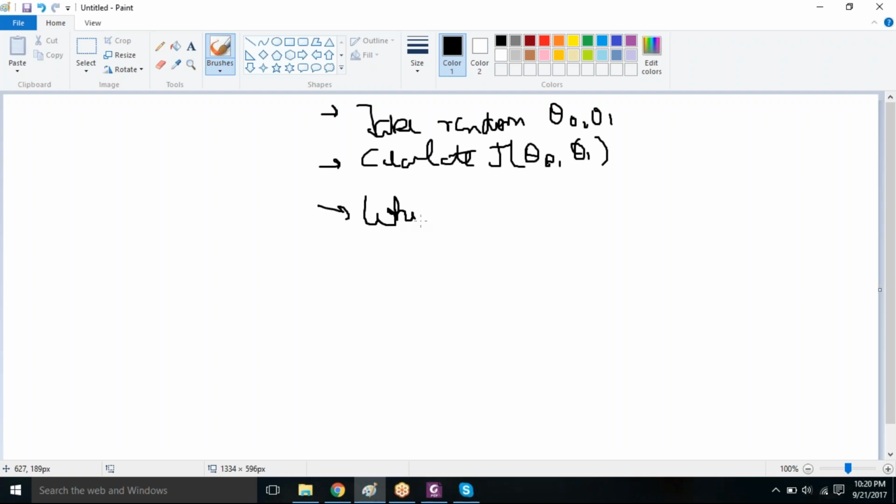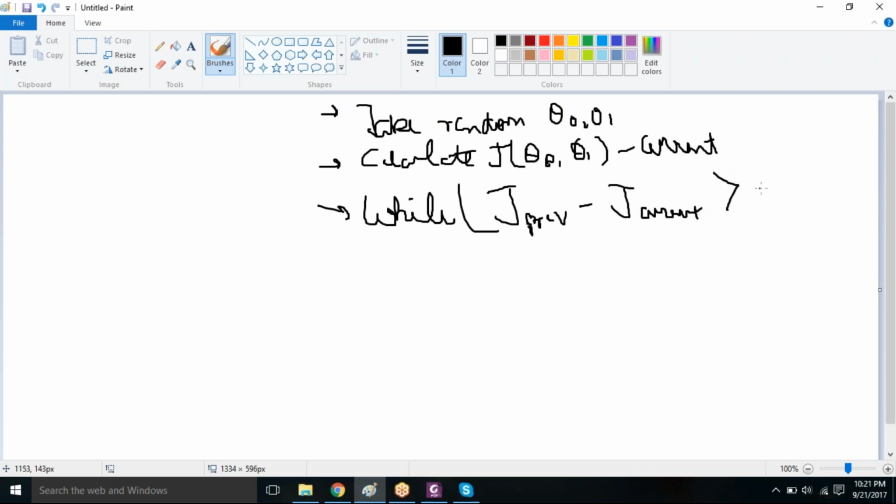Now, while the difference, J previous, you will calculate. This J of theta naught and theta 1 is your current, and maybe this will get updated every time. So J previous minus J current, if the difference is more than some epsilon, which is a very small value, 10 to the minus 7, if this is greater than that value, it means your J is changing, so you will update theta naught and theta 1 like this.